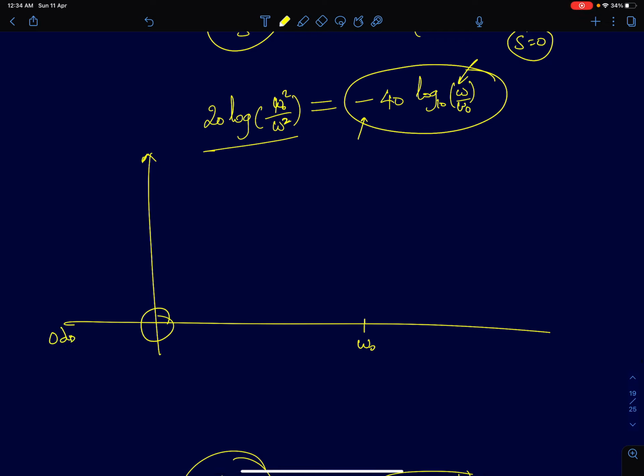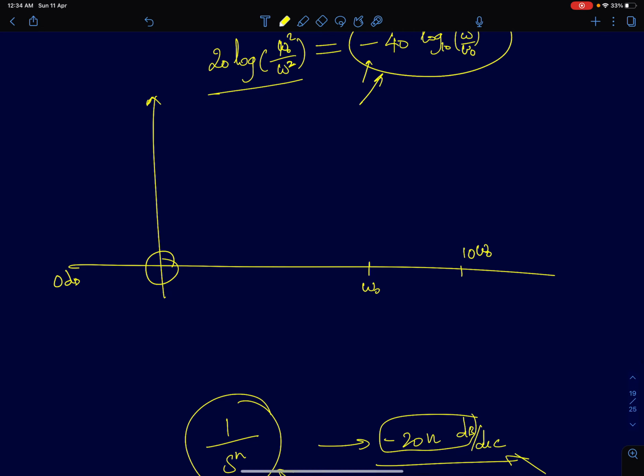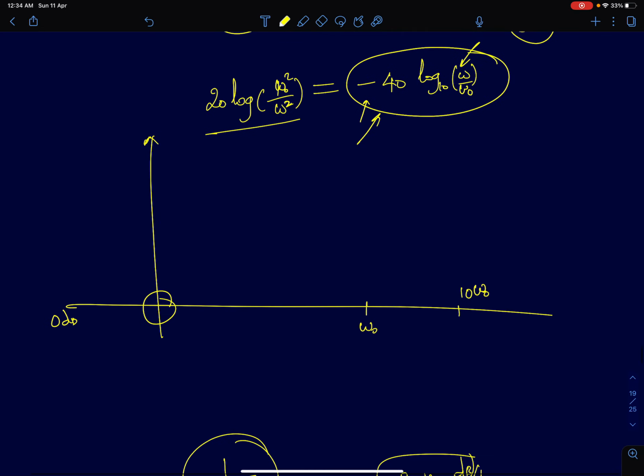As you increase omega naught by 1 decade, so if I want to find its value at 10 omega naught, here now we have two poles. The slope is going to be, the value is going to change by minus 40 decibels. At omega equal to omega naught, it was 0 decibels. At omega equal to 10 omega naught, the value of this function is minus 40 decibels.